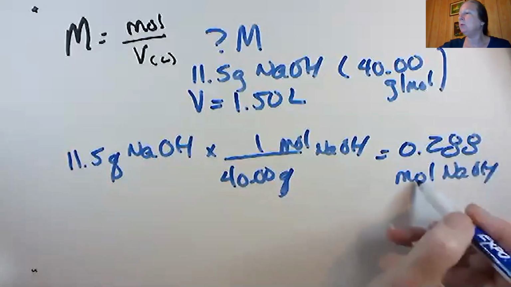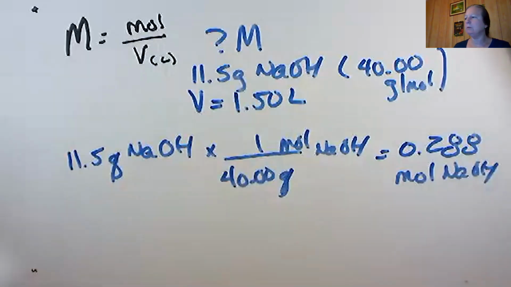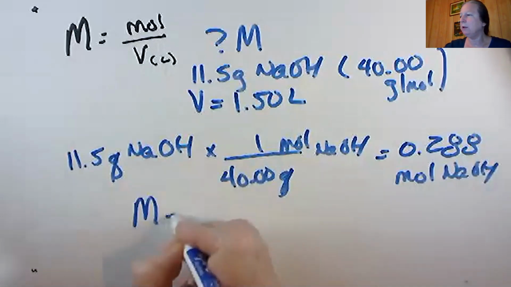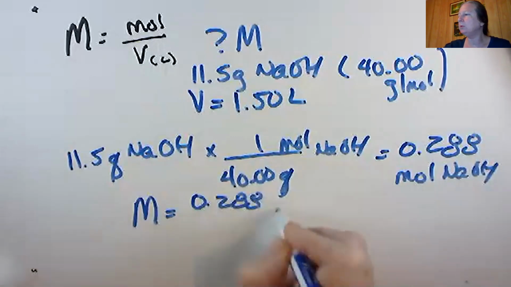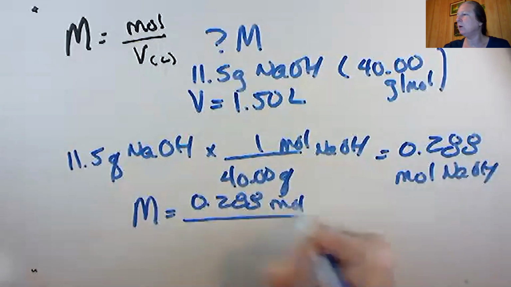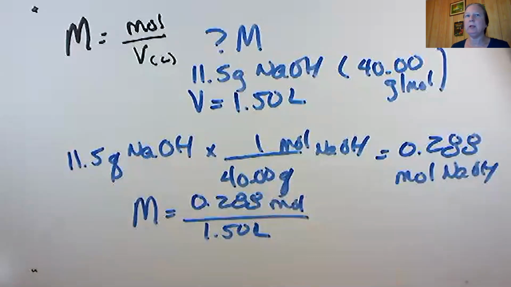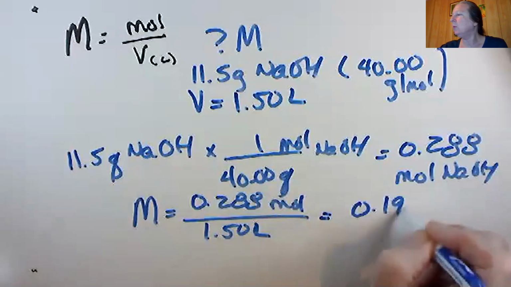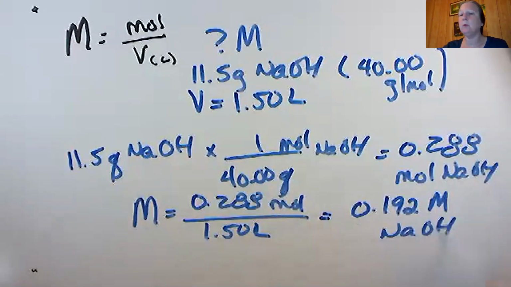So now I have my moles of solute and I have my volume. Now you just plug and play. Molarity equals, because that's what we're looking for, moles, 0.288 moles of sodium hydroxide over 1.50 liters. It's already in liters, and that's what we need. There you go. What does that equal? 0.192 moles per liter. Molar. Its molarity is a 0.192 molar sodium hydroxide solution.